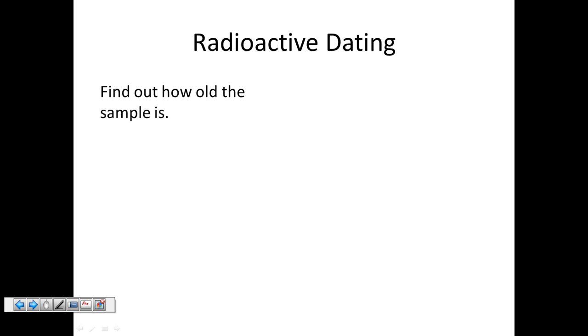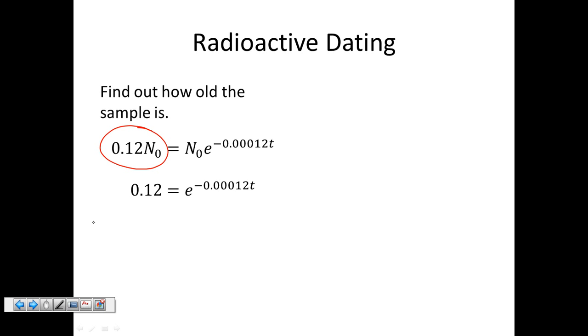Now that we know K, we have to find out how old the sample is. We go ahead, use our equation again, and I know that there is 12% of the original amount. So for N of T, right here, I plugged in 0.12. That's 12% of my original amount. I don't actually know how much it started out with, but I know that there's 12% of it remaining. My N naughts just cancel out by division. So the N naughts just go away.